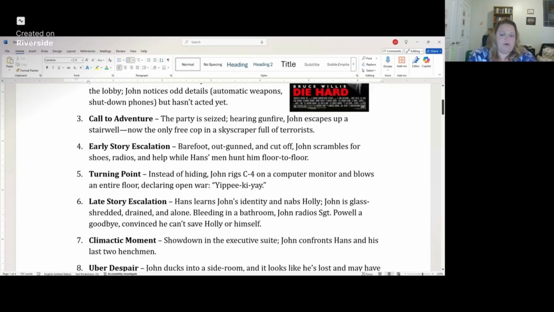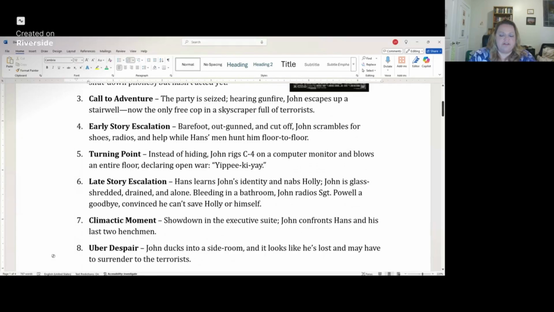Then we come to the climactic moment. This is the showdown in the executive suite, very famous scene. John confronts Hans and his last two henchmen. Now, the uber despair comes during the climactic moment, remember, and it's a time when he doesn't think he's going to win. This is where John ducks into a side room, and it really looks like he's lost and may have to surrender to the terrorists.